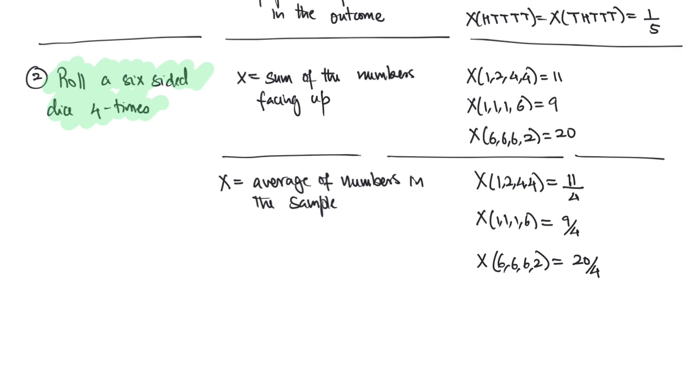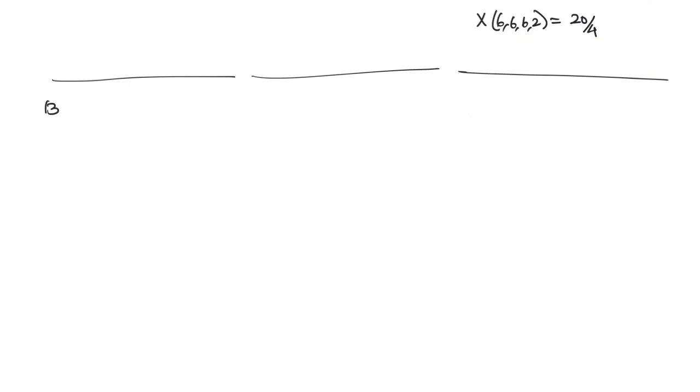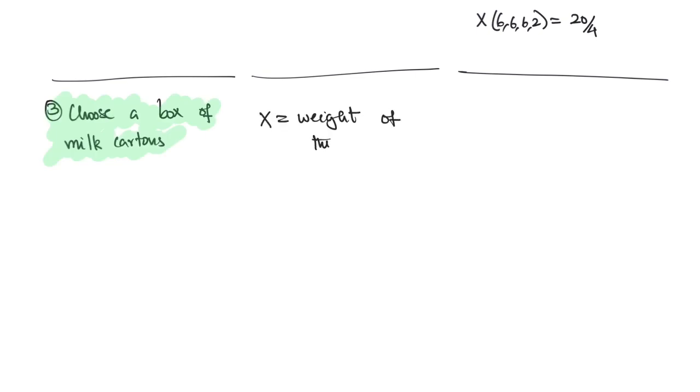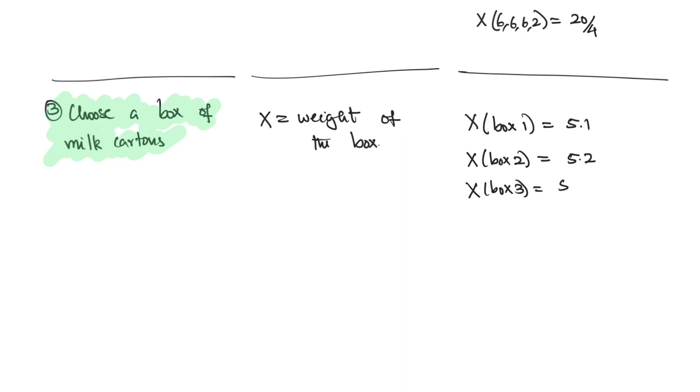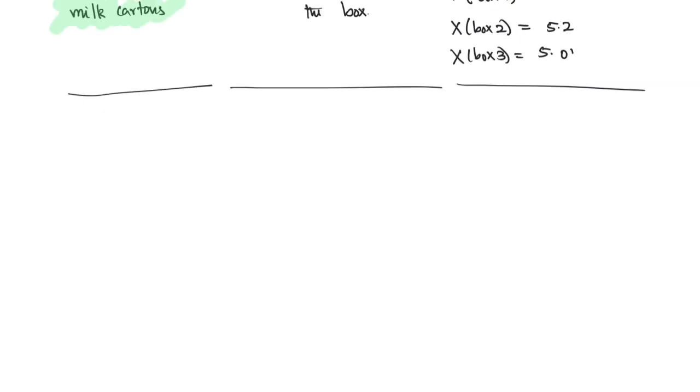We could consider a third example where we choose a box of milk cartons. A random variable in this context could be the weight of the box. Depending on what box we choose, we would have different weights for the boxes that we have chosen. And we notice that in this case, the values of the random variable could lie in an interval inside the set of real numbers.